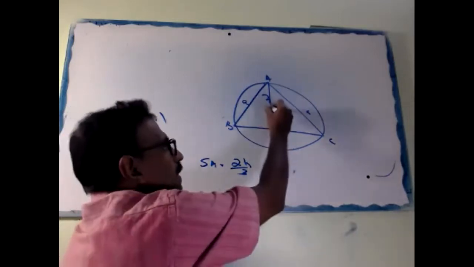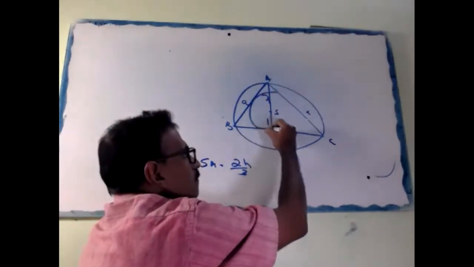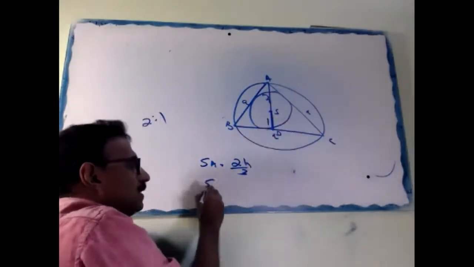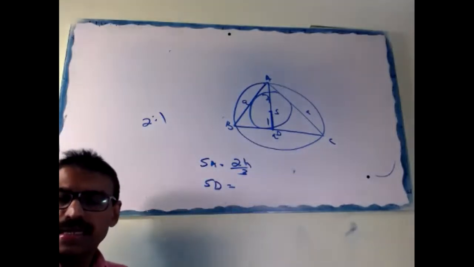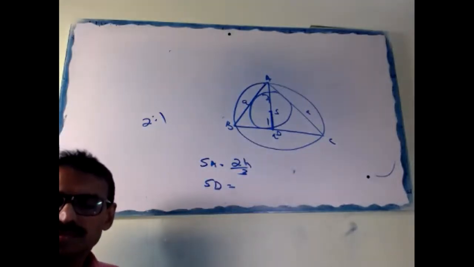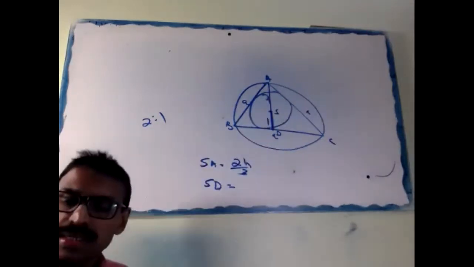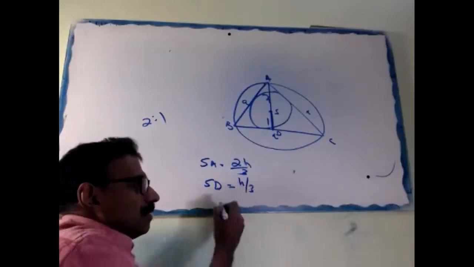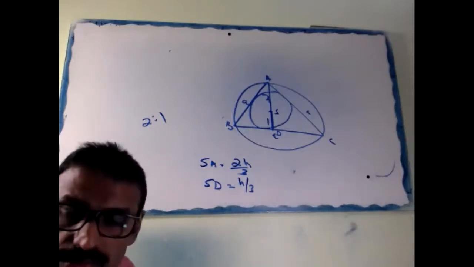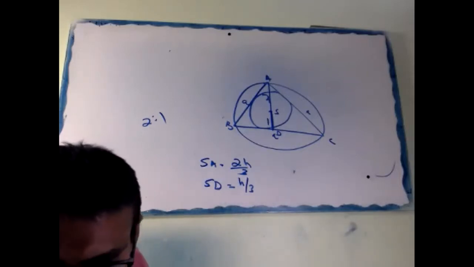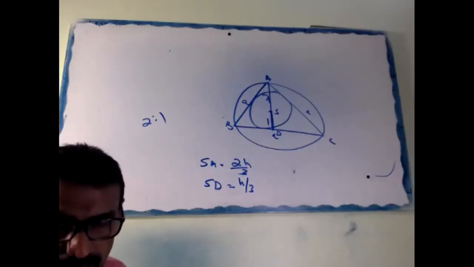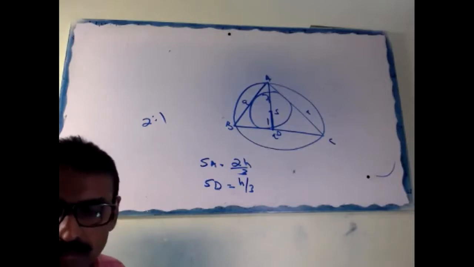Suppose a triangle here inside, like this. This is the SD. SD is what? SD is H by 3. Correct or no? Because the ratio is 2 is to 1. SD is H by 3. Are you okay now? How to get H? Root 3 by 2 into side. We are making the formula, so clear or not? We can use this one, no problem.